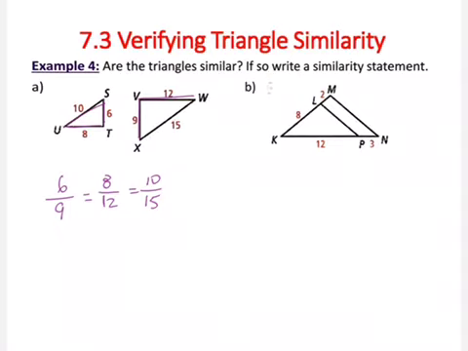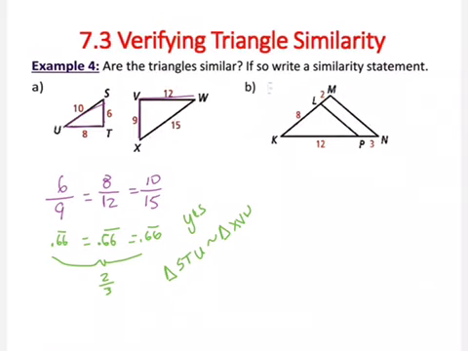So this would be 0.66 that repeats. This is 0.66 that repeats. And this is also 0.66 that repeats. So these have the exact same scale factor, which in this case would be 2/3. So yes, these are similar, and we can say triangle STU is similar to triangle XVW by side-side-side similarity.